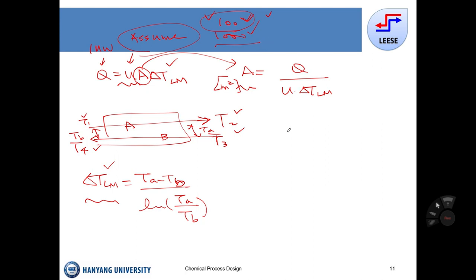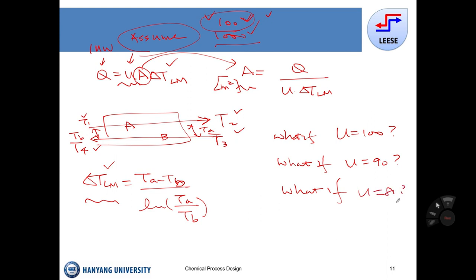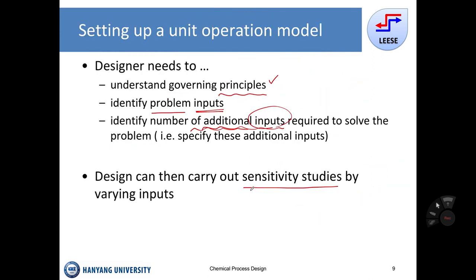Then what I can do is say, what if U is 100? What if U is 90? What if U is 80? So we can change the value in order to have the number calculated from your model, okay? So this is the sensitivity analysis. This is called sensitivity study by varying input, okay? Once we have a model, then you can see the relationship of the sensitivity by changing certain input, okay?